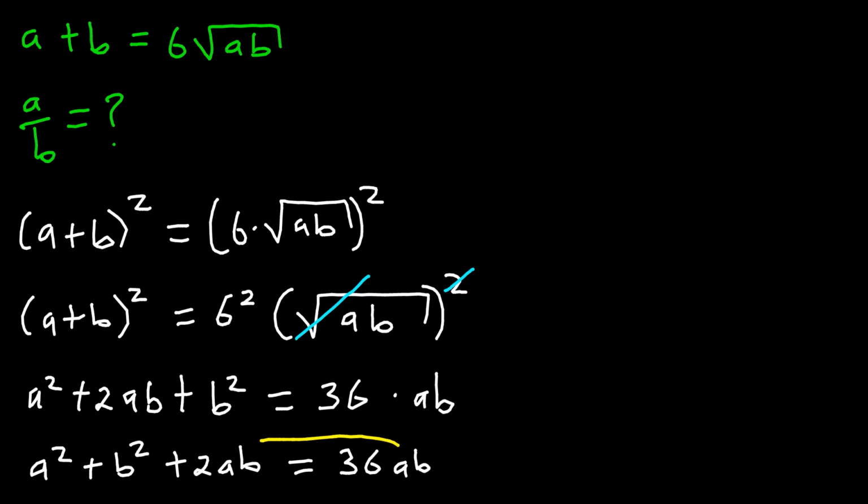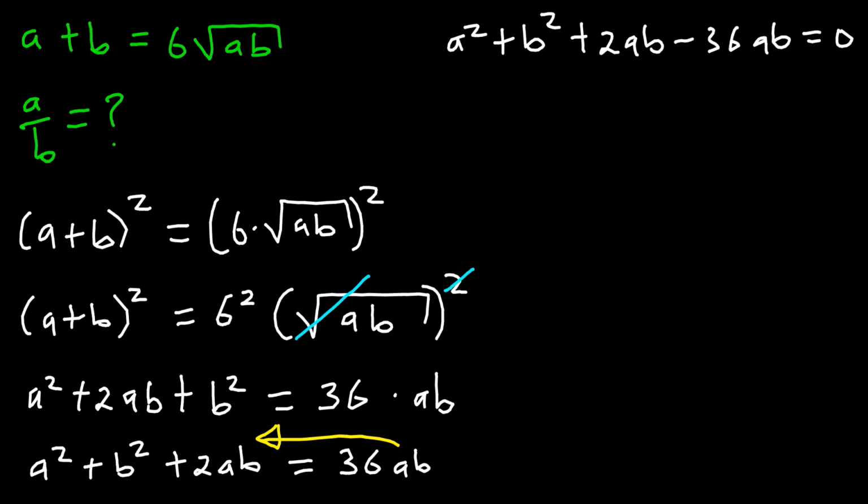And if we take this to the left hand side, we shall have a to the power of 2 plus b to the power of 2 and then plus 2ab and then minus 36ab equaling 0. So we shall have a to the power of 2 plus b to the power of 2, and then 2ab minus 36ab will give us minus 34ab equaling 0.